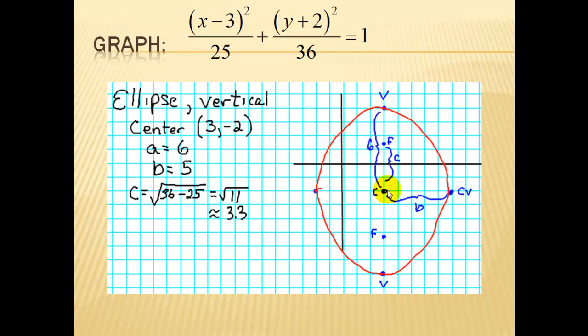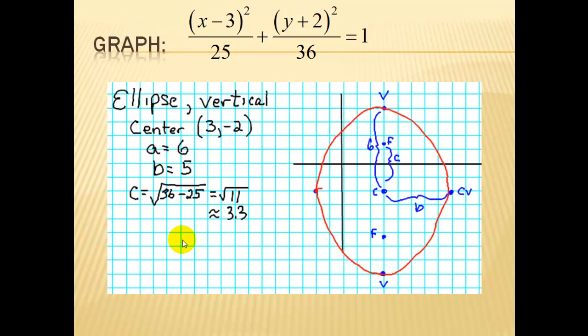So to graph it, since we're going vertical, we go a units up and down to get to our vertices, and b units right and left to get to our co-vertices. At that point, we could draw the ellipse. Frequently we'll be asked to show the foci also. So to find the foci we need to find c.